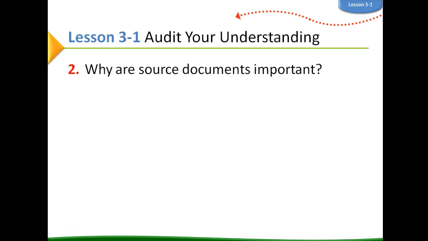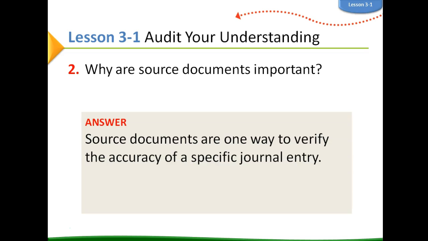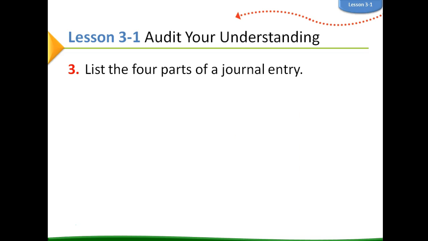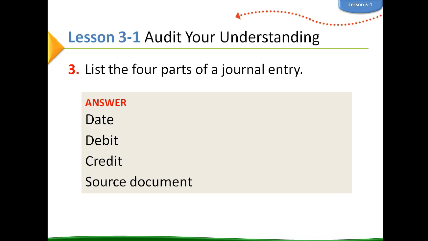Why are source documents important? You will find as you go that source documents are one way that we verify the accuracy of our journal entries, but it's how we prove business transactions have actually happened by having those source documents and having them available to use. All right, the 4 parts of the journal entry, and this is going to be an important thing to keep track of. You want to make sure you always record the date, the debit, the credit, and the source document information.